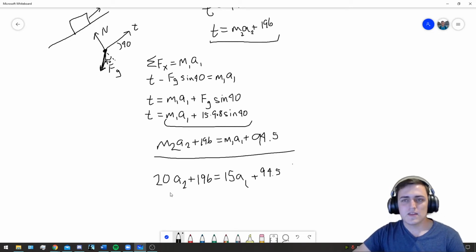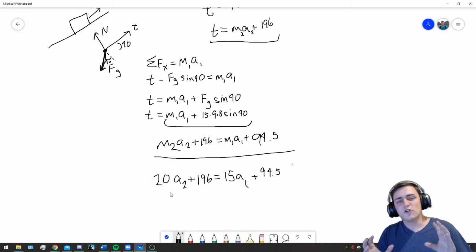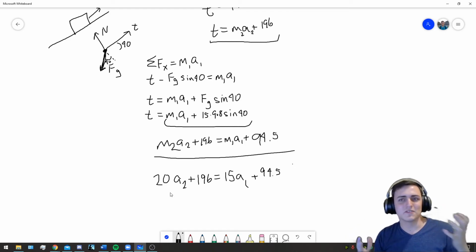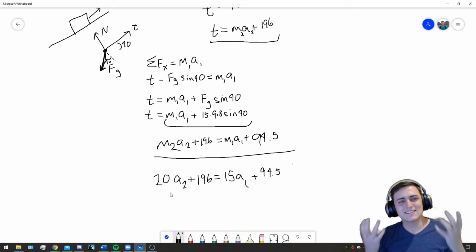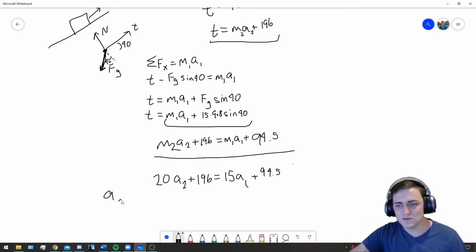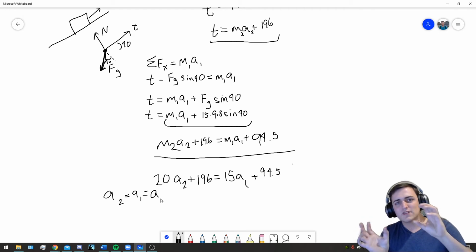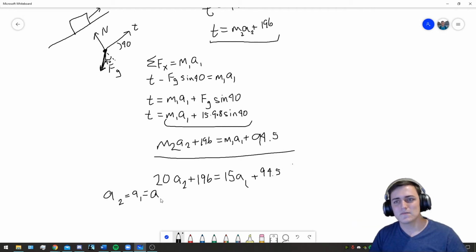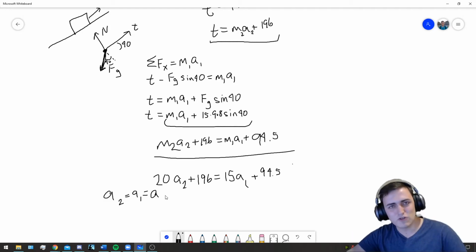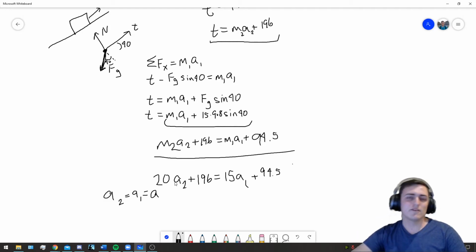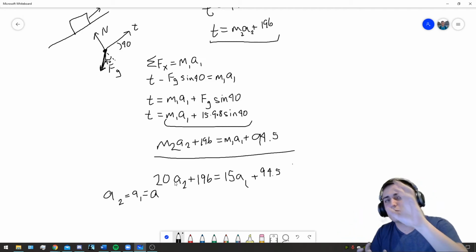We know that these two blocks are connected by rope and are moving together. And if you think about it, what can we say about their relative accelerations? We can say they're the same, they're equal. A2 equals A1, and we'll just give it some new letter, just plain A. They have to accelerate together since they are connected, right? The rate at which 2 accelerates is the same as 1 because the rope is always in tension, right? Because the rope is always in tension, we know that they move together.